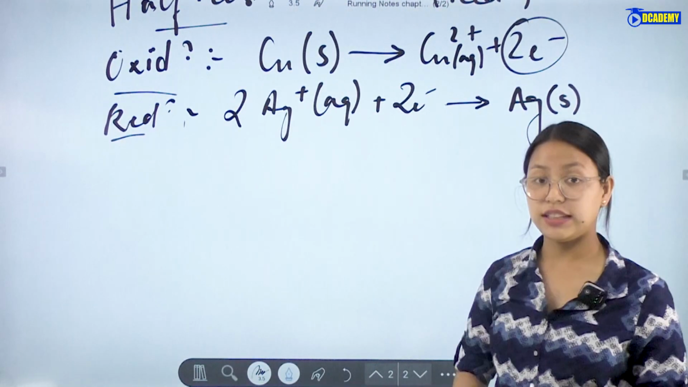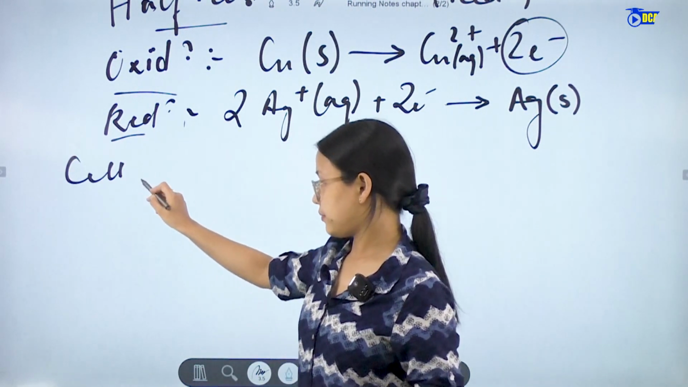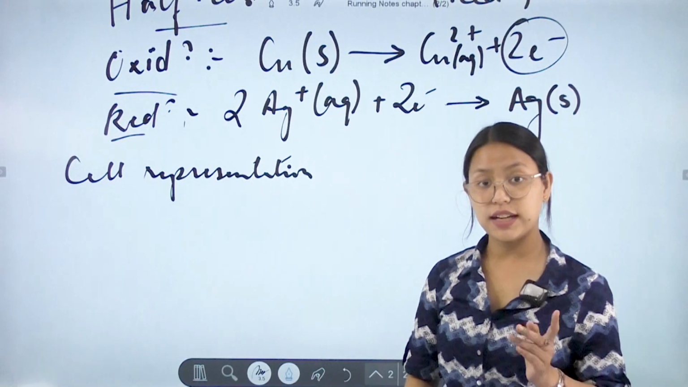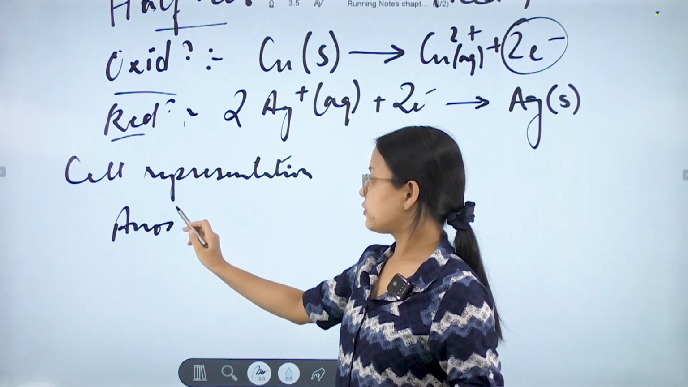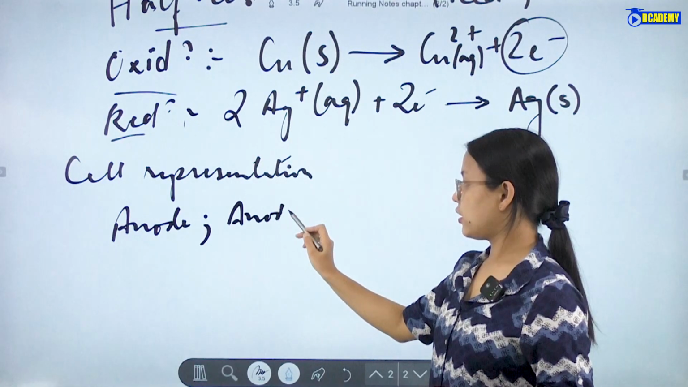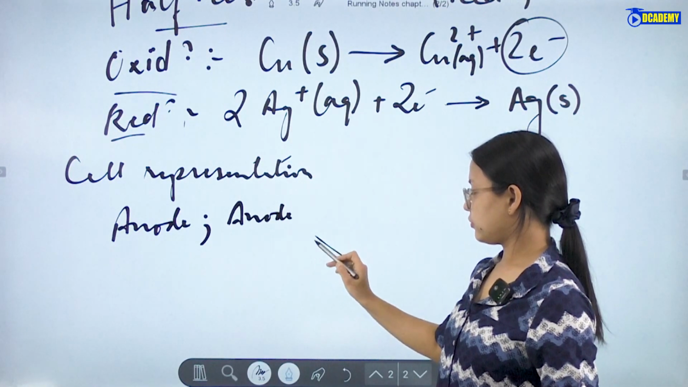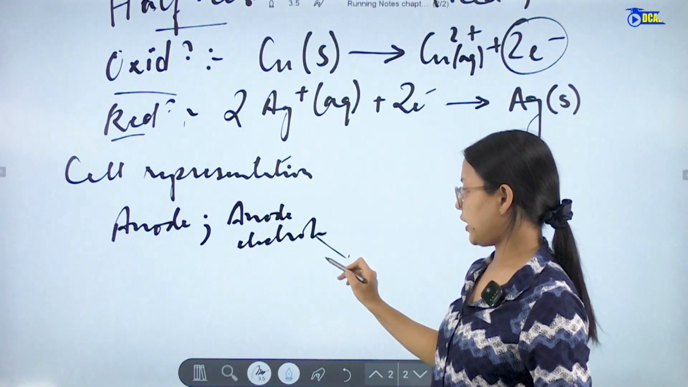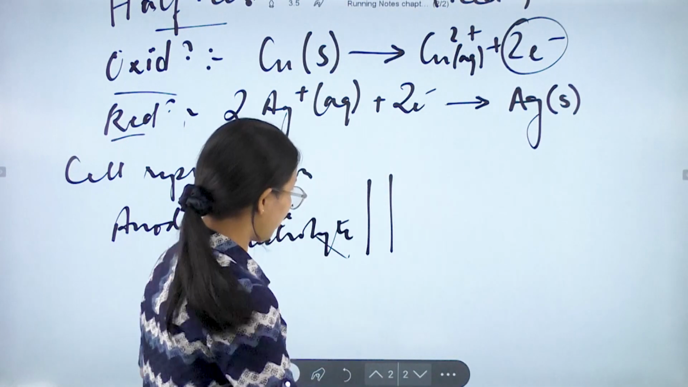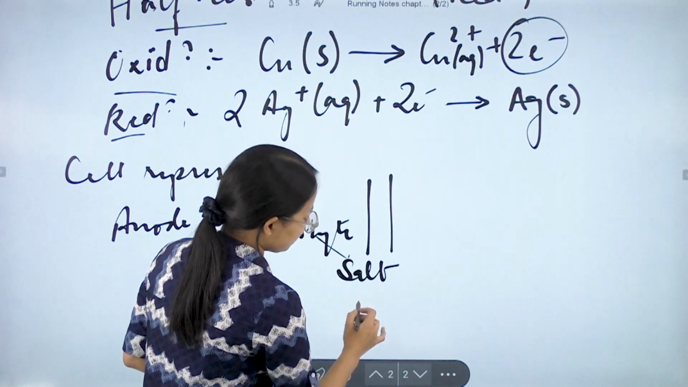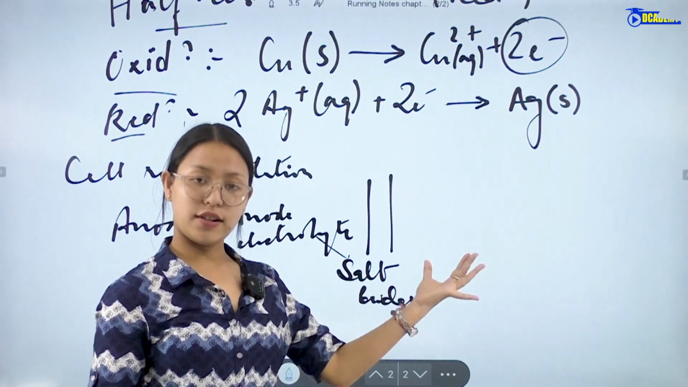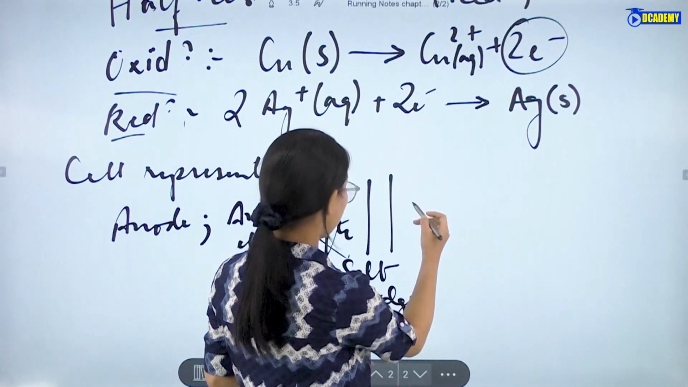Now the cell representation. Anode, electrolyte, then the salt bridge, then the reduction half cell, electrolyte, cathode.